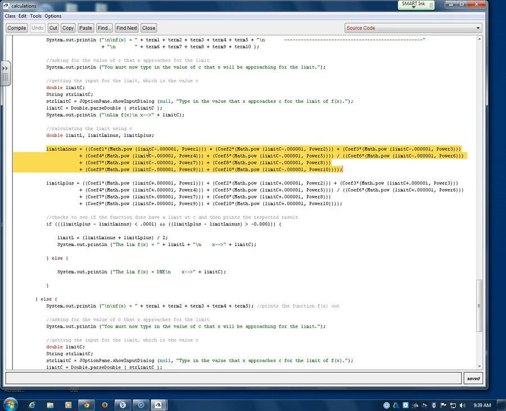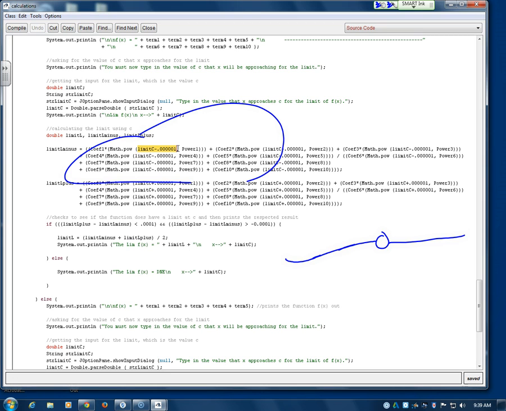And so instead of just using the actual number, I did something like limit c minus 0.0001, which is a small number very close to the number they typed in. I use that because the number they typed in might not actually exist in the function. It might be one of those functions where it goes like this, and then there's a hole, and it goes like this. Continuous function? Yeah, and so the point might actually exist, and this will be able to calculate it.